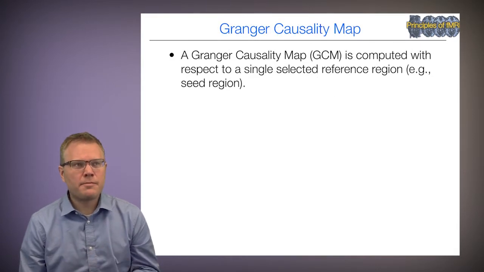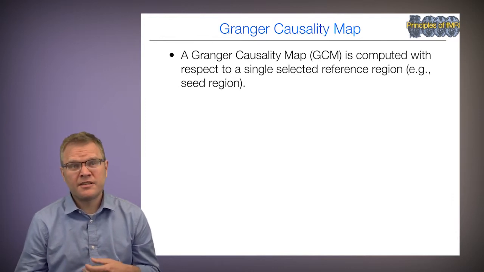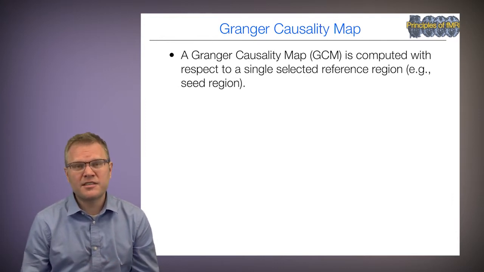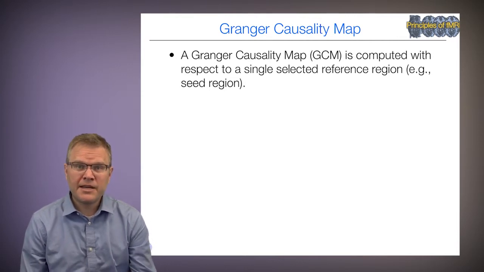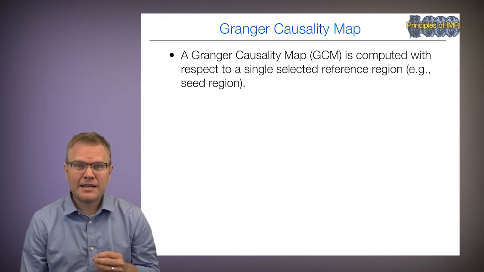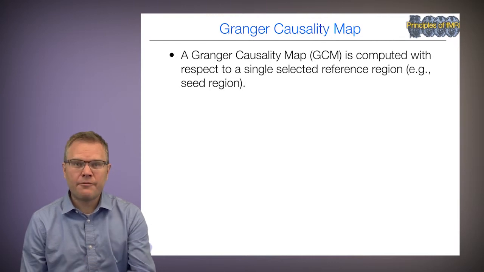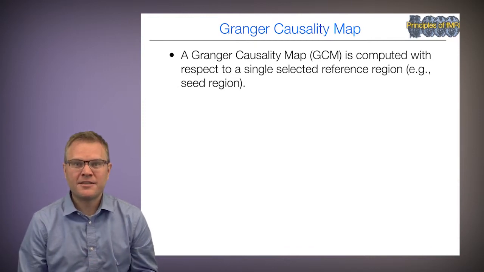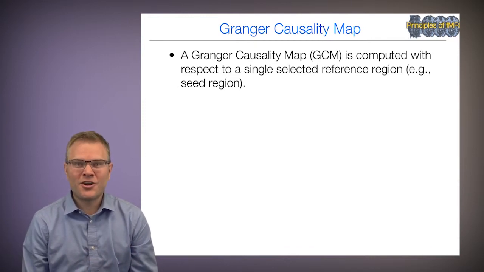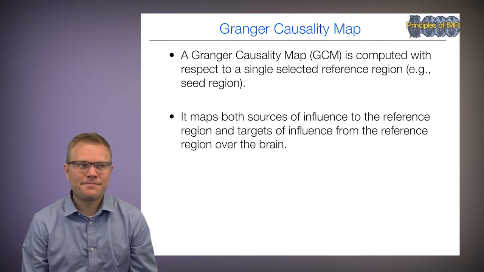A Granger causal map is computed with respect to a single selected reference region, such as a seed region. So this is very similar to the seed analysis that we talked about in functional connectivity. But here we basically take a seed region, and we take a time course from that seed region, we call that x. Then we let every other voxel in the brain be the y that we test the Granger causal relationship to x. So basically it's sort of like a Granger causal seed analysis.